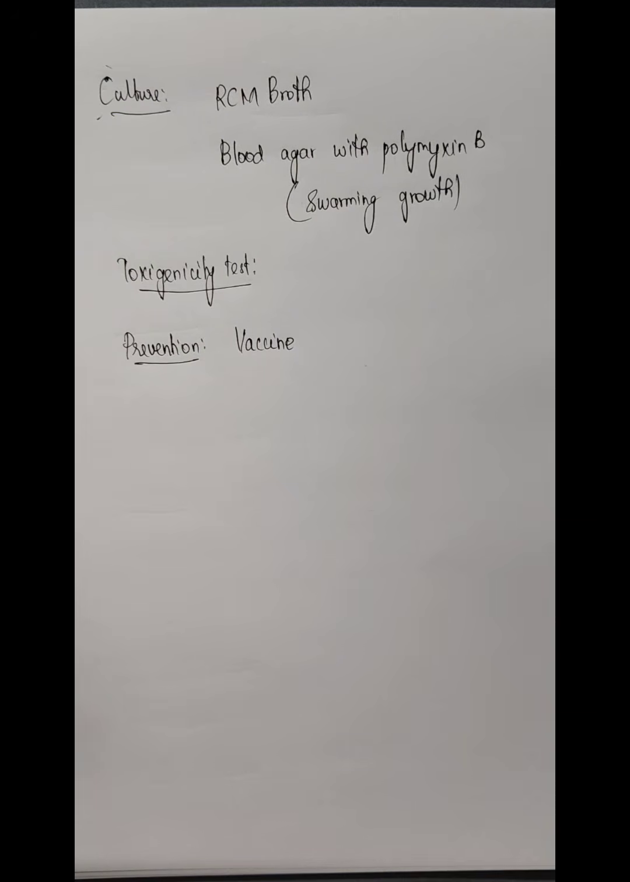Laboratory diagnosis: specimen collected is tissue bits from necrotic depth of the wound. In gram staining, you can see drumstick appearance, gram positive bacilli. In culture, blood agar with polymyxin B, you can see swarming growth of the bacilli. Toxigenicity test is done, and at last, prevention is by vaccines.